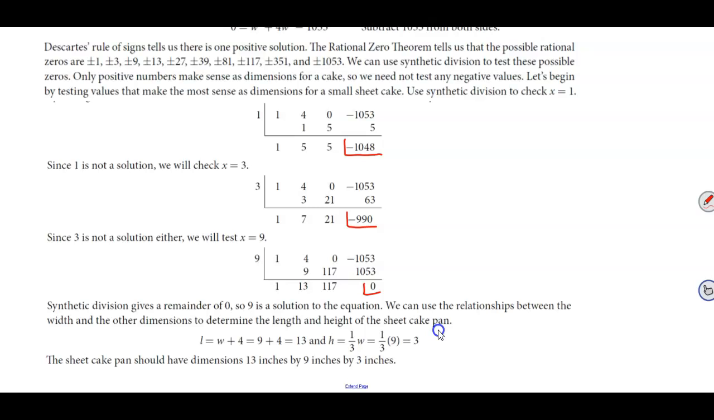And we can use the relationships between the width and the other dimensions to determine the length and the height of the sheet cake pan. So to find the length, we're going to take the width, which was 9, and add 4, which gives us 13, so the length is 13. To find the height, it's going to equal 1/3 of the width, so 1/3 of 9 is equal to 3. So the sheet cake pan should have dimensions 13 inches by 9 inches by 3 inches.